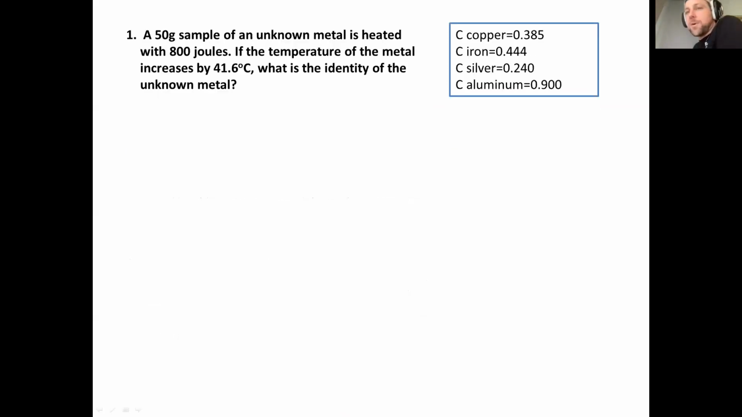The first question brings up a situation where you have this unknown metal, and you have a mass of the metal. So I'm just going to take some of the information from the question and write down which variable it represents. When we're doing heat transfer reactions, heat absorption or heat release, we have the Q equals MC delta T equation, which is our algebra equation that we're using to guide us.